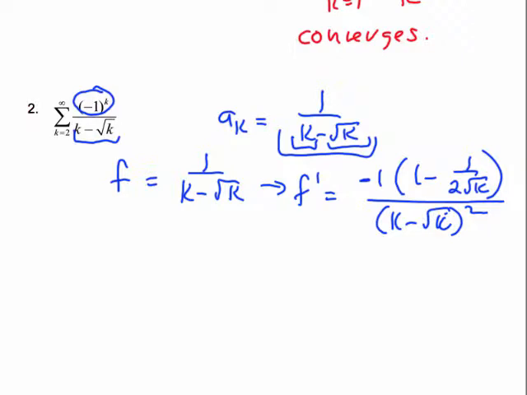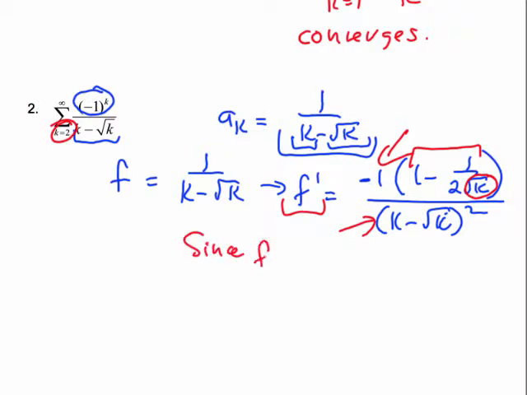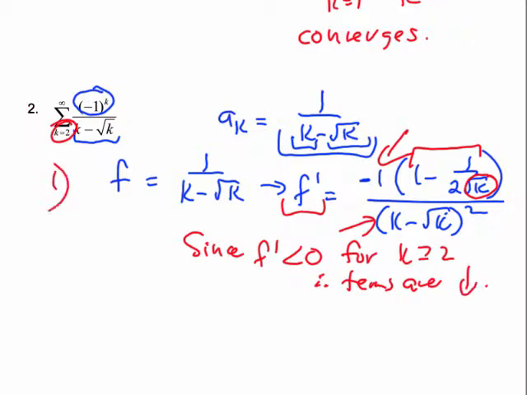Now if k is greater than or equal to 2, as it is here, I can see that the denominator of the derivative is always positive. And if k is more than 2, that's going to mean this is positive and this is negative. So the value of the derivative is going to be negative everywhere. So I know for k greater than or equal to 2, therefore, my terms are decreasing. Okay, so I've met condition number 1 of the alternating series test.